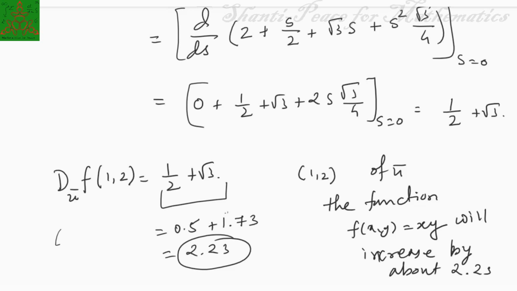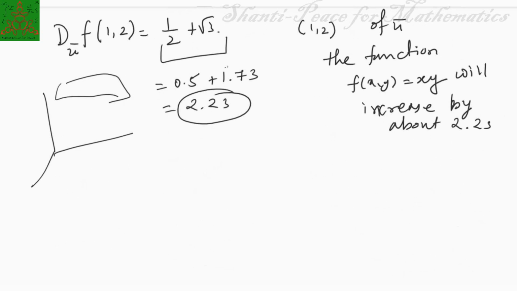So if there is a surface and here in the xy plane this is the point (1, 2), if you move along this in the direction of u bar, then the image of this point on the surface will move or increase by 2.23 in that direction. So that is the way you can represent a directional derivative.